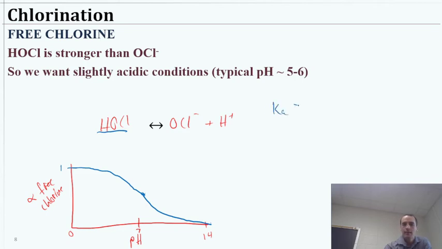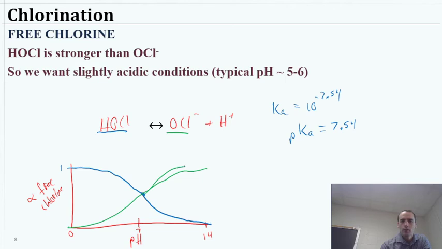our Ka in this case is 10 to the negative 7.54. Or we can say pKa, if you remember that P as a prefix in a way, that would just mean the pKa is 7.54. And that's defining for us the pH where these two are equal. So if I use a different color here, the OCl minus, we'll do the same thing in reverse. It's approximately 100% OCl minus. Did not draw that particularly well, but you kind of get the picture, right? It should be sort of that shape. So that means that at one spot, they're both equal to each other.